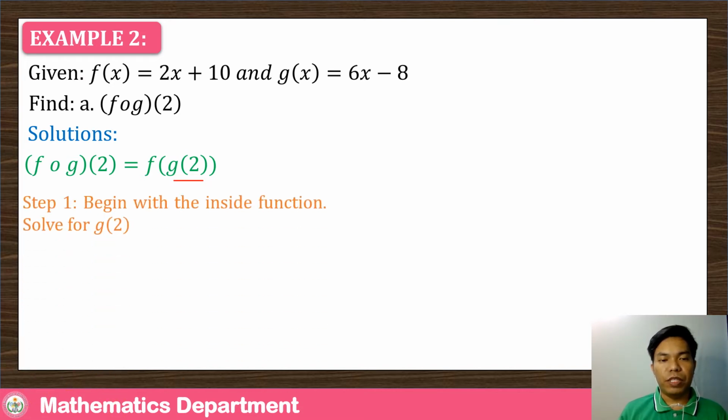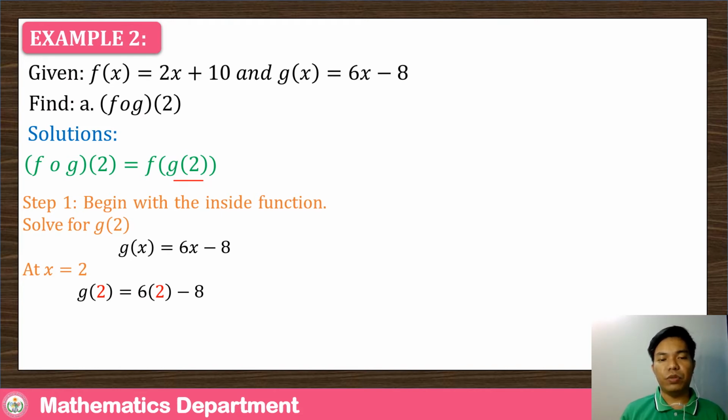So, our first step here, begin with the inside function. That is, you have to solve for g of 2. And since g of x is equal to 6x minus 8, substituting our x, which is equal to 2 to this function, this will give us g of 2 is equal to 6 times 2 minus 8.